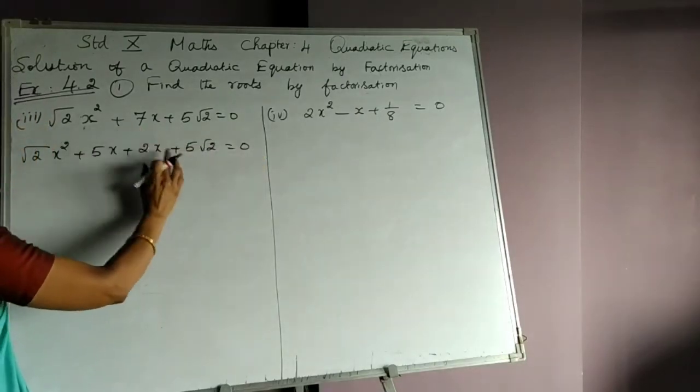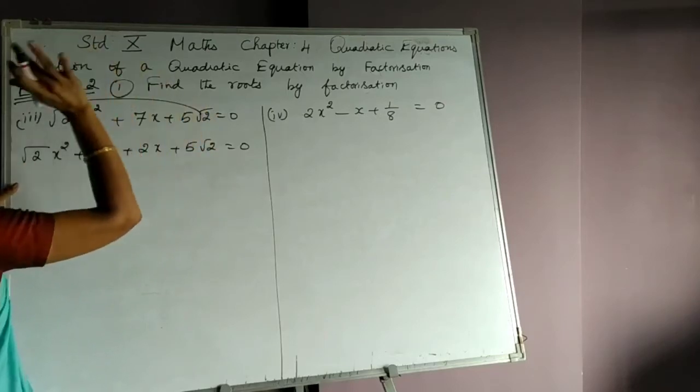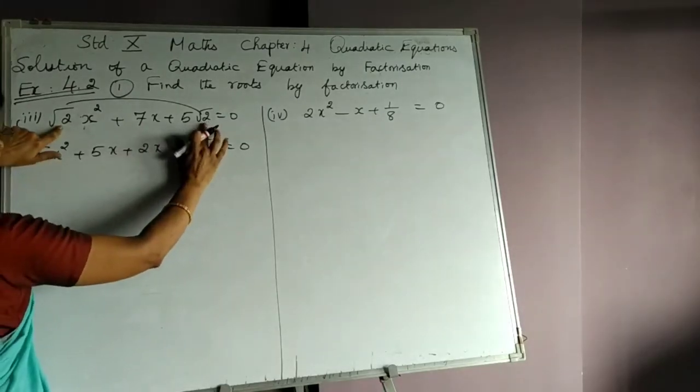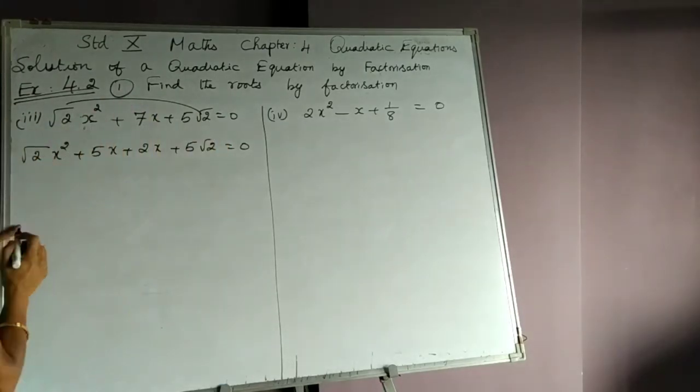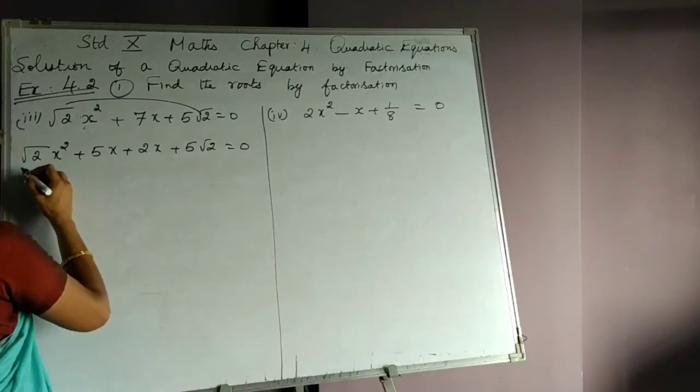5 plus 2 is 7. Multiply. 5 2s are 10. Multiply this, you will get 10. So sum is 7 and product is the product of these two, which is equal to 10. Okay.